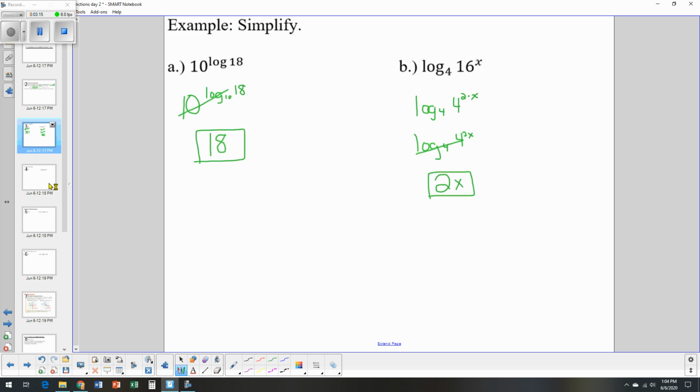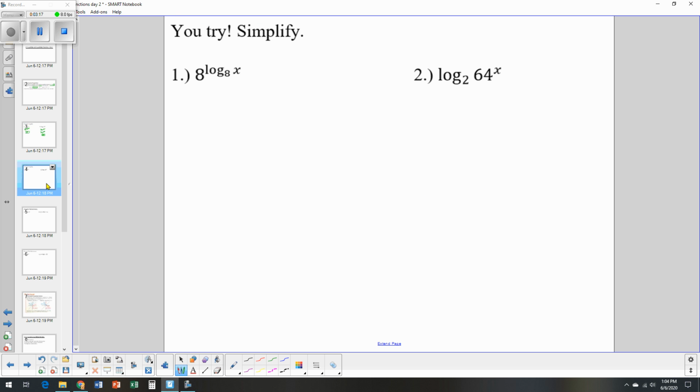You guys go ahead and try the next two. Pause when you're ready, come back and check your answers. All right, so for the first one, the log and the log base 8 canceled, so my answer is x. In the second one, this 64 can really be written as 2 to the 6th. So this was log base 2 of 2 to the 6x. So these canceled, and my answer was 6x.